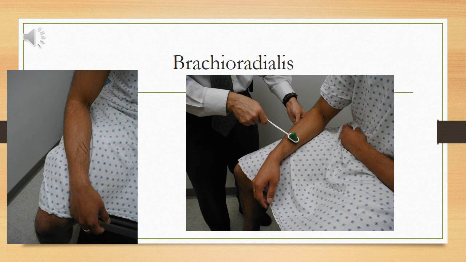Now regarding the brachioradialis deep tendon reflex, as you can see in the image, you want to hit with the flat surface of the hammer while the arm is relaxed at around 90 degrees, and hit around 10 centimeters proximal to the styloid process of the radial bone.